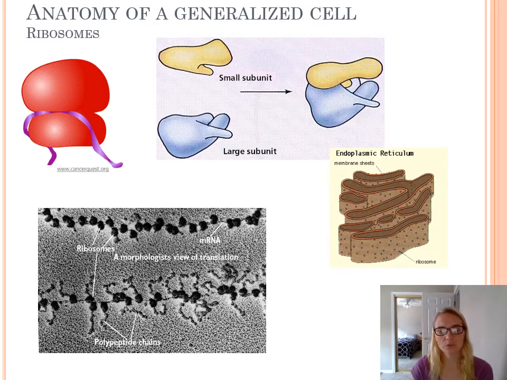Usually in pictures or diagrams, they're represented as just little dots. So you can see those little dots there on the endoplasmic reticulum. Each one of these little black circles represents a ribosome. They're small structures that you can see floating around in the cytoplasm, or sometimes attached to the endoplasmic reticulum.